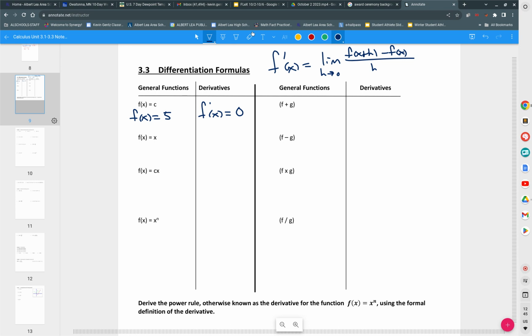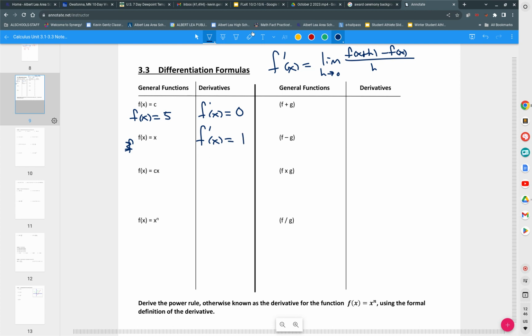Okay, then we have f of x is equal to x. What kind of a line is that? Don't say straight. Vertical. Good try. Incorrect. This way. It's a this way line with a slope of 1. So therefore, the derivative is 1.